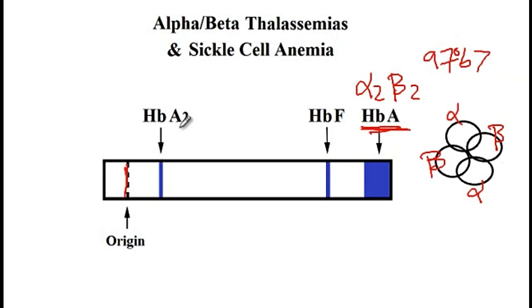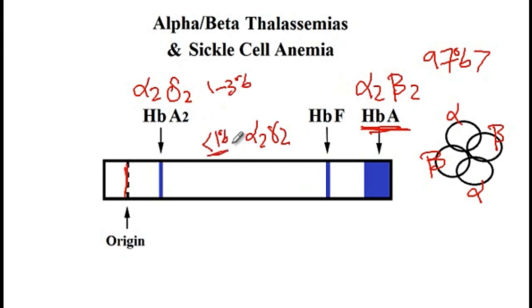Then we have hemoglobin A2, which is made of alpha 2, delta 2 subunits and accounts for 1 to 3% of circulating hemoglobin. And then finally we have hemoglobin F, or fetal hemoglobin, which is made of alpha 2, gamma 2, and it accounts for less than 1% of hemoglobin in an adult blood circulation.